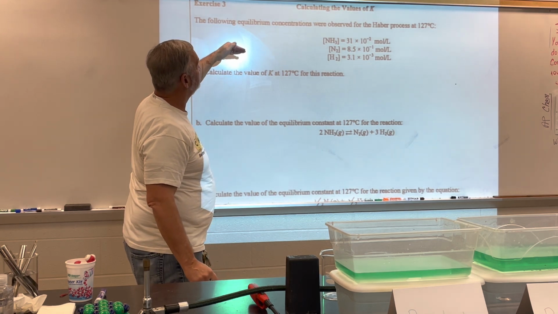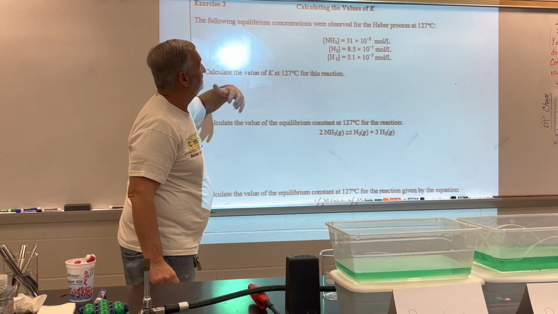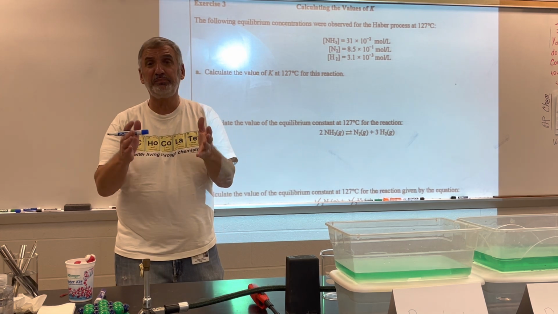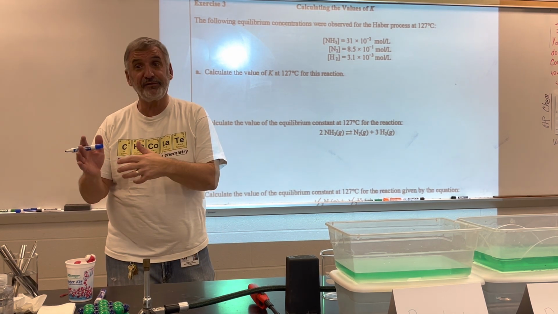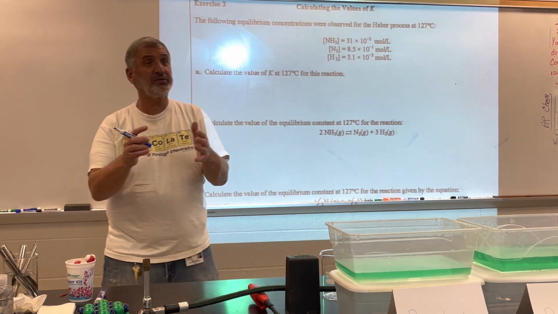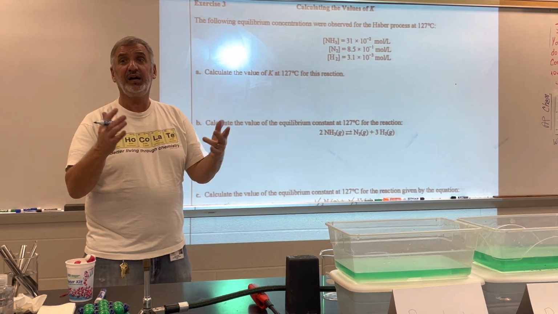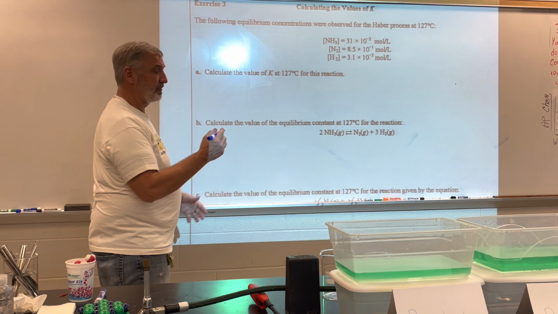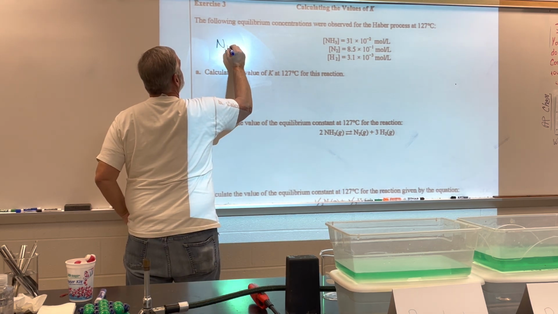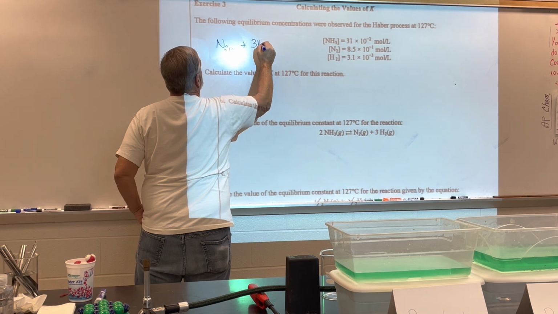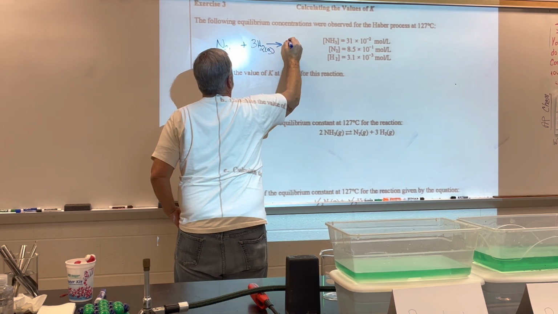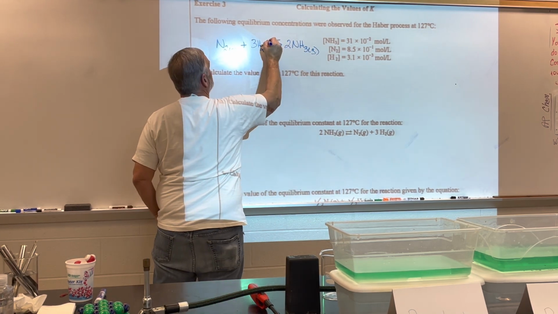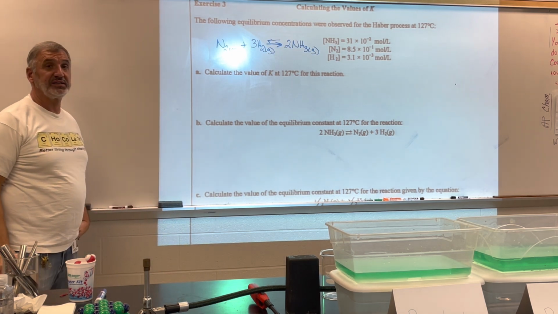The following concentrations were observed for the Haber process. Now, I guess they assume you know the Haber process. If you recall back in first semester, I gave you a bonus reading opportunity to read about Fritz Haber. He was a German, known for coming up with all these war gases. He was not a good person, but he did come up with a way to make ammonia. The Haber process looks like this. Okay, so that's the Haber process.